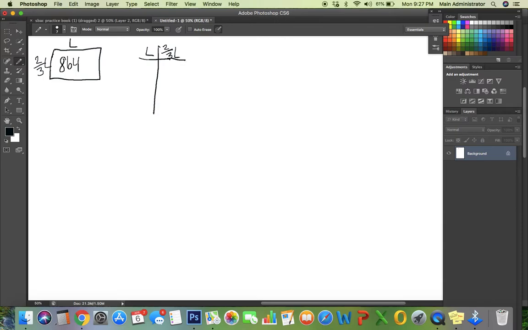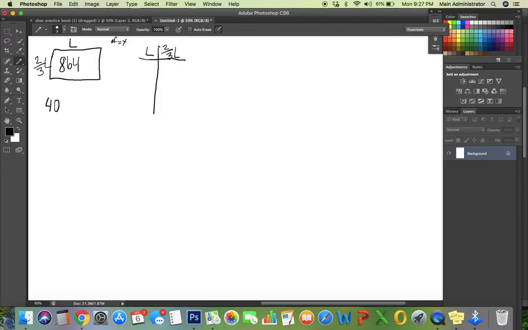I'm going to start guessing at what this could be. What two numbers could multiply and equal 864, but the second number has to be 2/3 of the first number. And remember, of always means multiply, so don't forget that. Okay, I'm going to start with a big number because I've got 864 here. So why don't we try 40, okay?